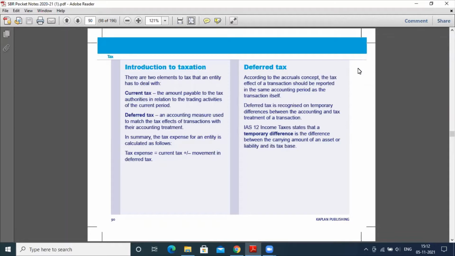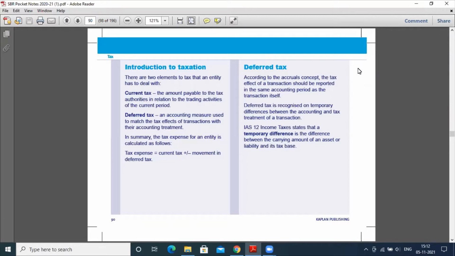And when it comes to deferred tax, this is nothing but the tax which is levied on the difference between the value as per the accounting base and as per the tax base. Because here you can see, it is an accounting measure used to match the tax effects of transactions with their accounting treatment. So the tax expense for an entity is calculated.